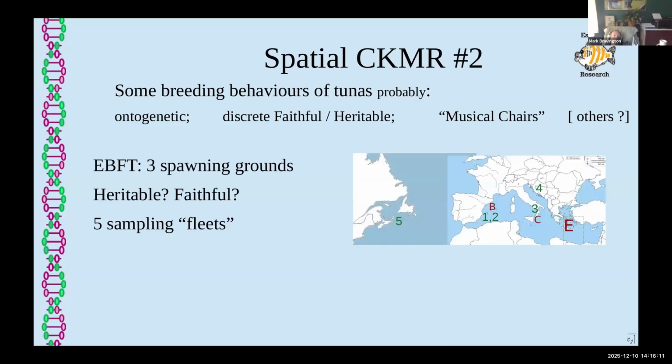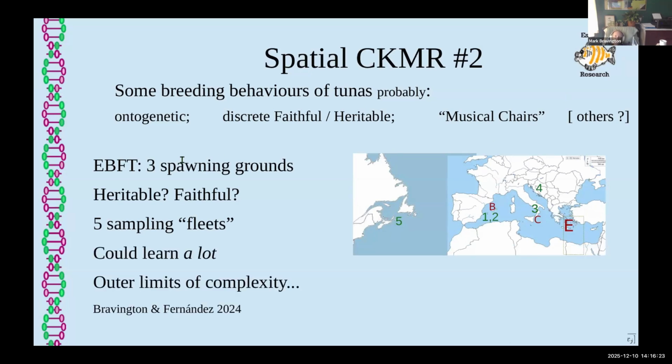There may be more. These have different implications for how you would set up a spatial close-kin model if you had to. And the limit here is really Eastern Atlantic bluefin tuna. So there's a fairly incredible piece of work, largely by Carmen Fernandez, looking at design options for how you could sample to do a close-kin model for Eastern bluefin tuna.